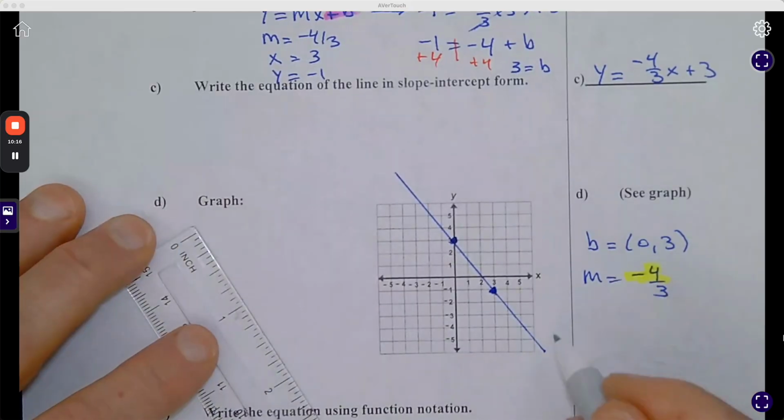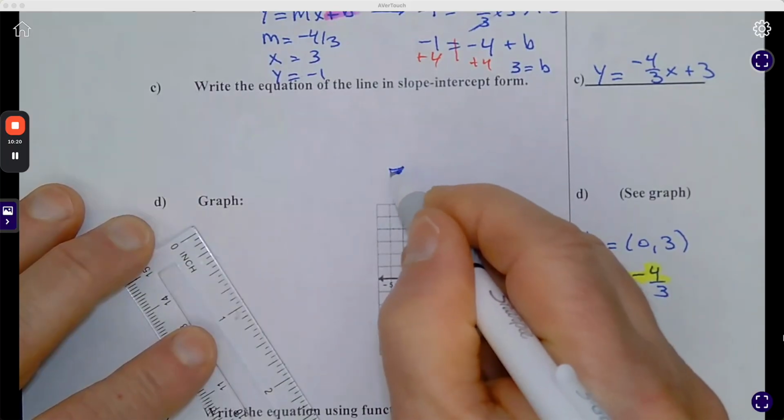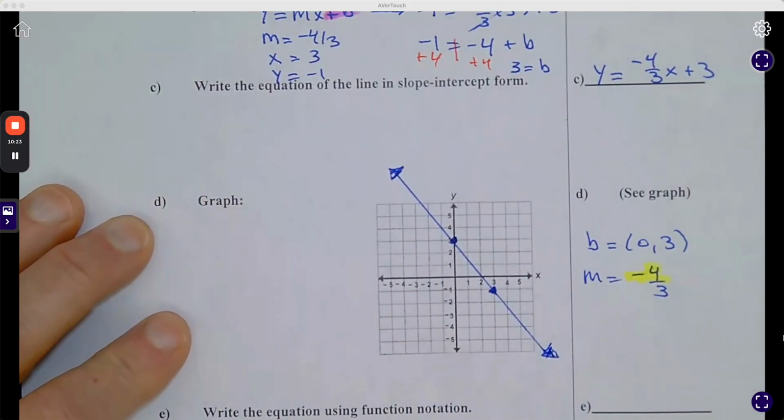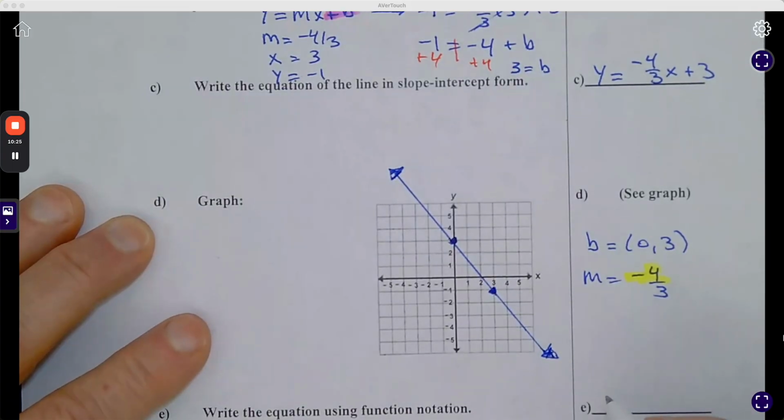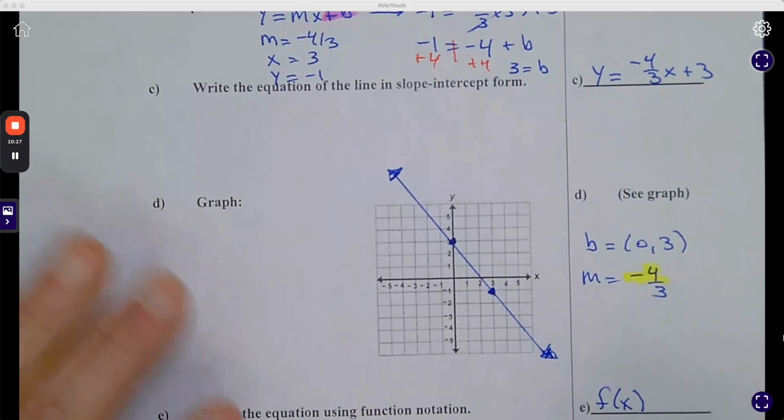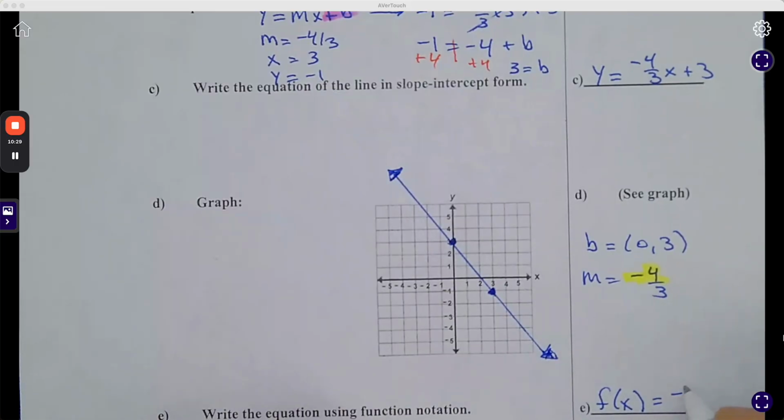Right there. Put arrows on the ends. Okay. Now what I'm going to do is I'm going to write using function notation. Let's do it. f of x, instead of y, we put f of x equals negative 4/3 x plus 3.